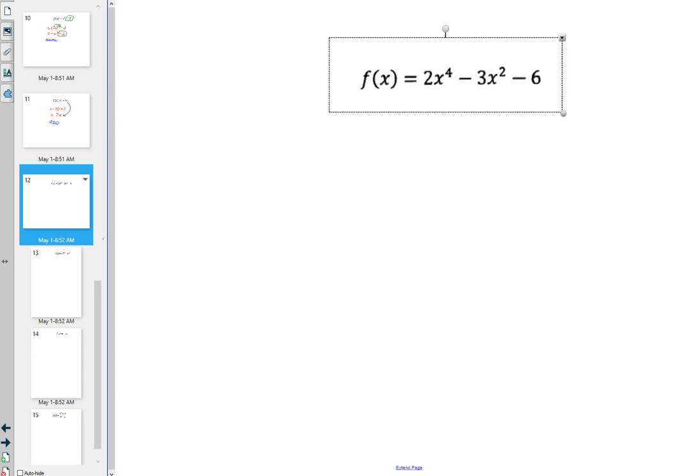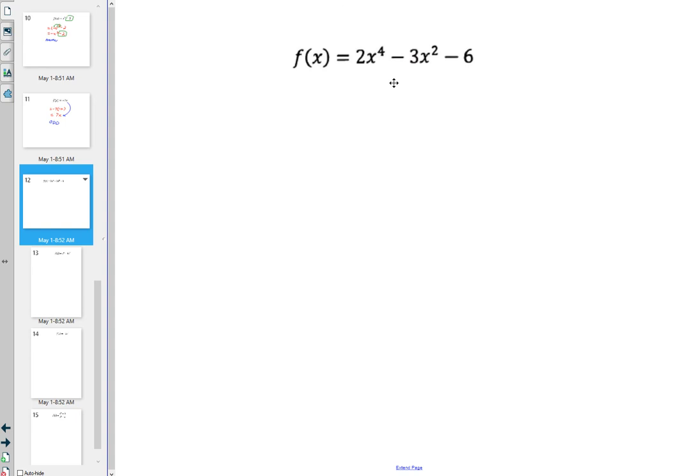Nakai, even, odd, or neither. You say what? You say even? Or you say neither? Alright, let's see. 2 times negative x to the 4th minus 3 times negative x squared minus 6.